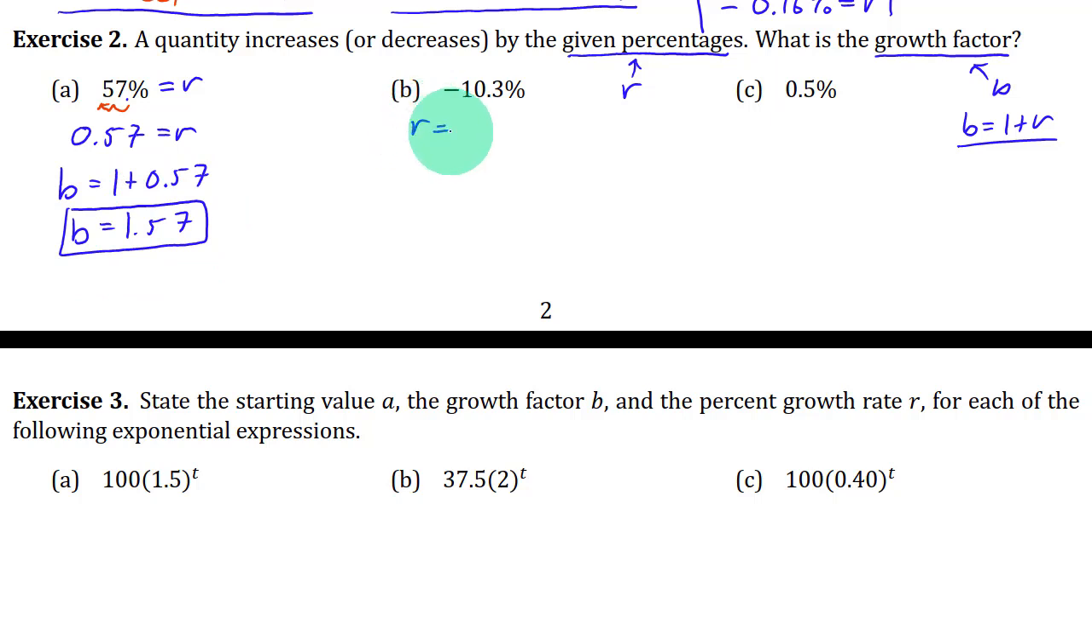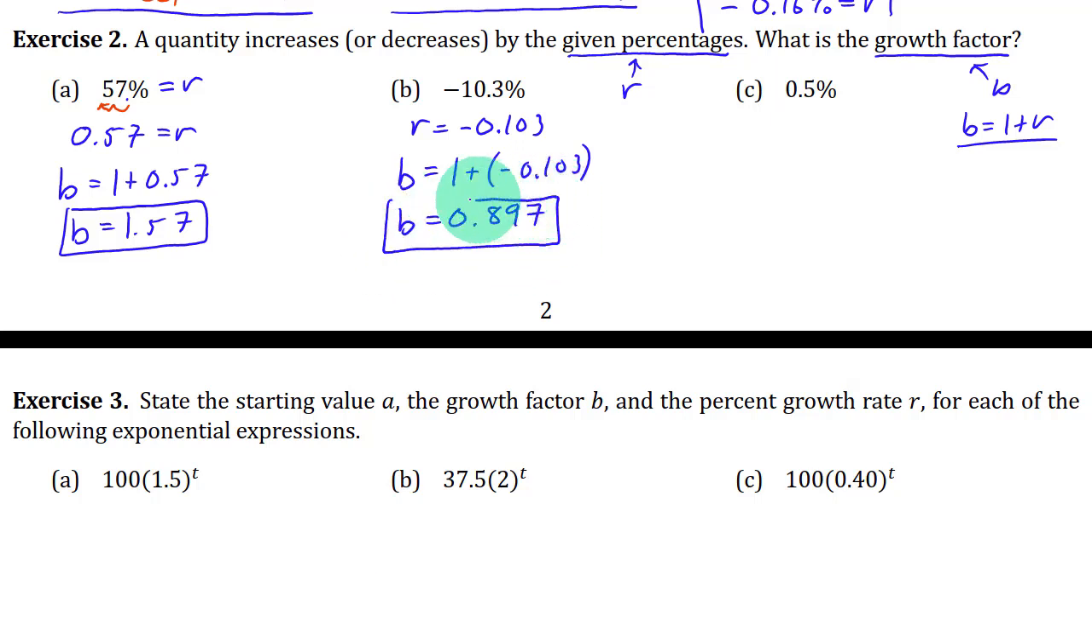Here, this R is going to be negative 0.103 after you write it as a decimal. The B should be 1 plus that, which is going to come out to be 0.897. So in other words, if you want to increase something by 57%, you multiply it by 1.57. If you want to decrease something by 10.3%, then you multiply it by 0.897.